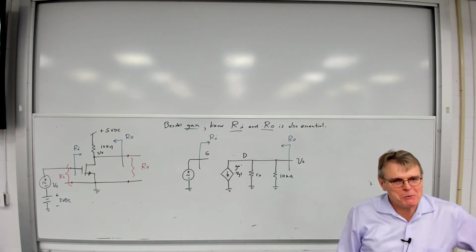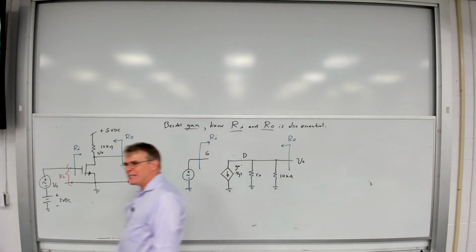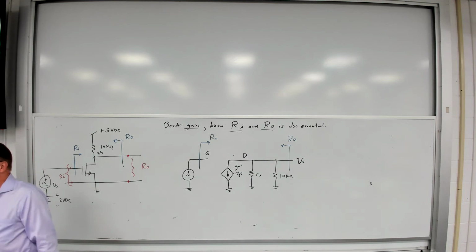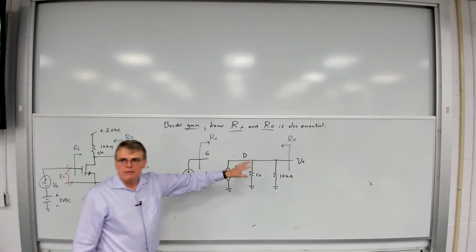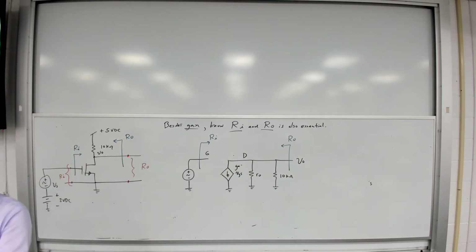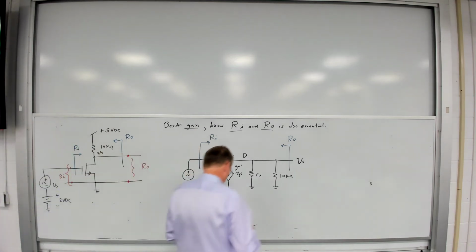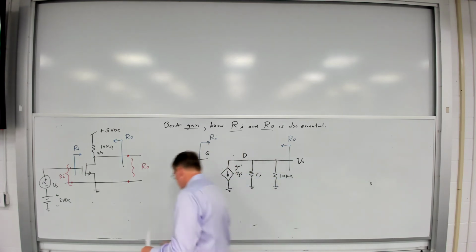Remember back to 2112? How do we find the equivalent resistance between two nodes in a circuit? What technique do we use? Thevenin's theorem, absolutely. Okay, guys, here's where Thevenin's theorem kicks in. This is where you're going to be using Thevenin's theorem for the rest of this semester, because you need to be able to calculate the input and output equivalent resistances of circuits. And I'm going to show you shortly why that is so incredibly important to us. Okay? So let's calculate those for this circuit.